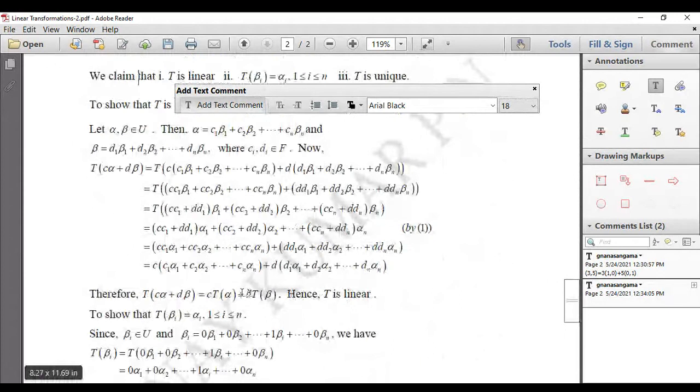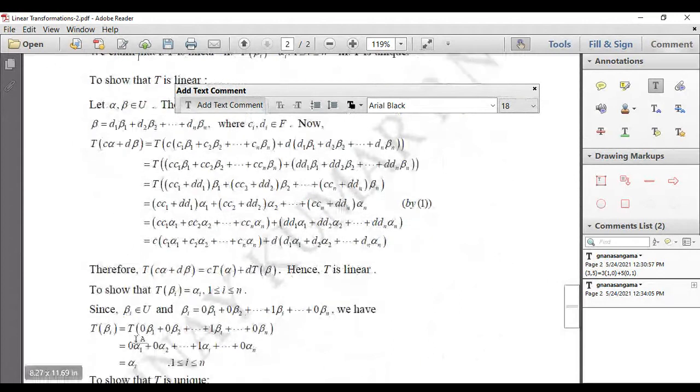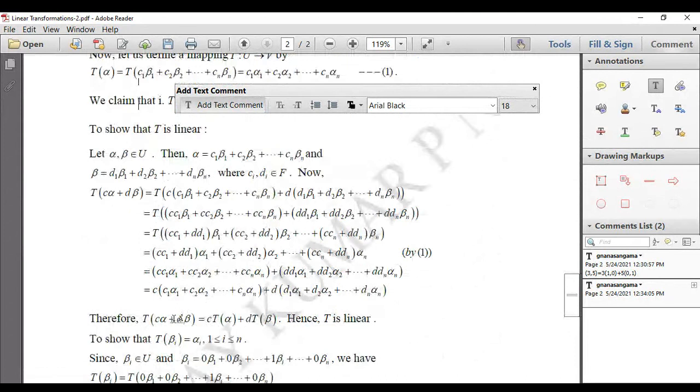Now, we know that our beta 1, beta 2, etc., up to beta n are all in U because they are basis vectors in U. They're all present in U. And we can write beta i as 0 into beta 1 plus 0 into beta 2, etc., up to 1 into beta i plus, etc., up to 0 into beta n. If you multiply and add, you will get beta i itself. So I have written this one in this form. Remember, c1, c2, etc., up to cn are all scalars.